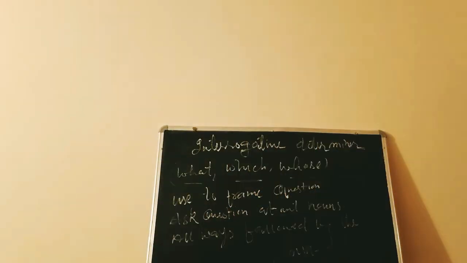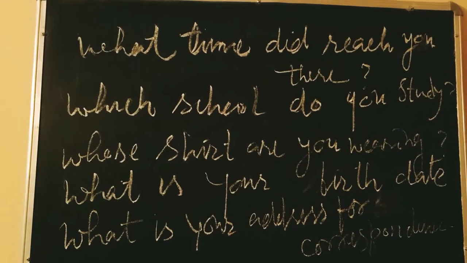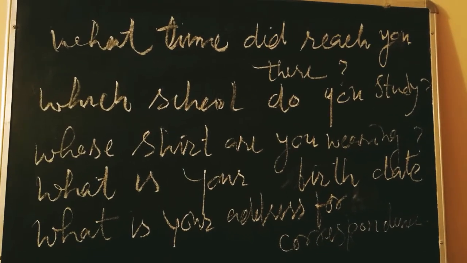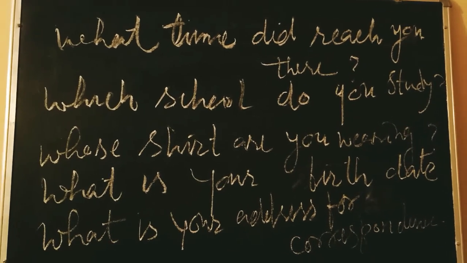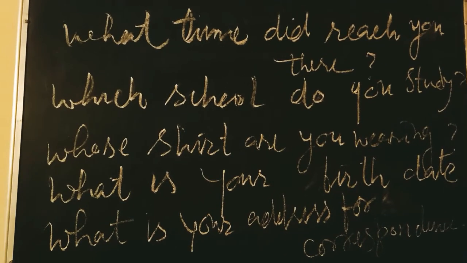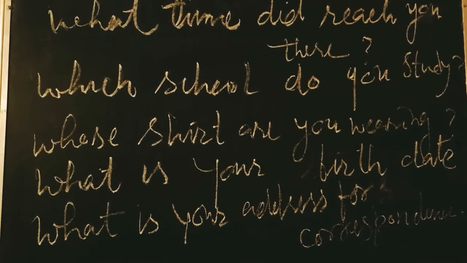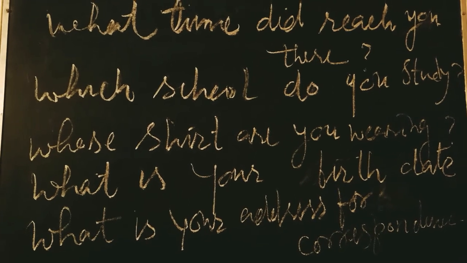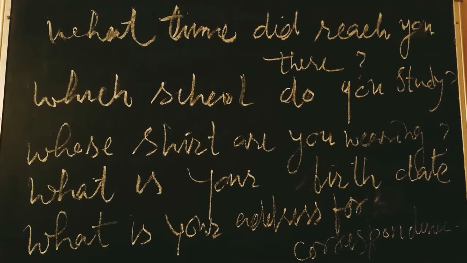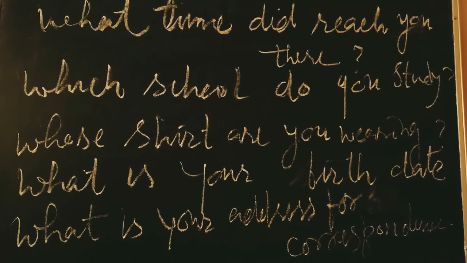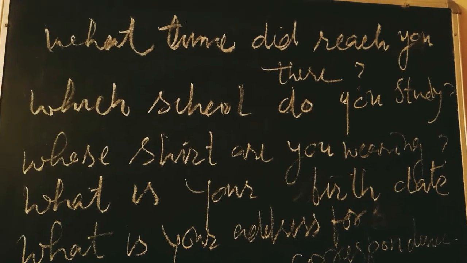Let's see some examples with what, which and whose. At what time did you reach there? What time did you reach here? Which school do you study in? In which school do you teach? Whose shirt are you wearing? What is your birth date? What is your address for correspondence? What is your name? What can be used for various purposes.